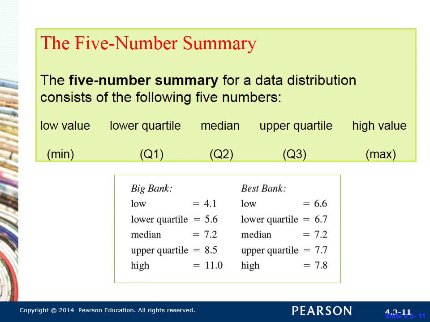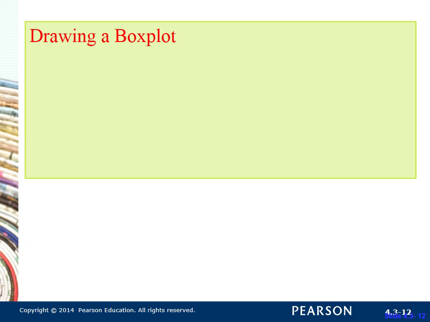So here they give us the 5-number summary for the big bank and the best bank. So notice they have the same median, and the other thing to notice is there's no mean on this. This is all about position. Mean is an average, it's not a position. So median is a position, it's in the middle of the data, as are the low value, the min, Q1, Q2, Q3, and your max. All right, so that's your 5-number summary for each bank. Now we're going to make this thing called a box and whisker plot.